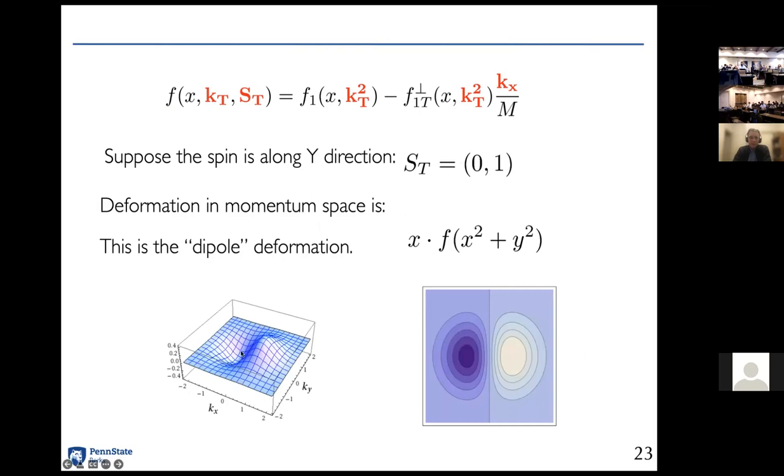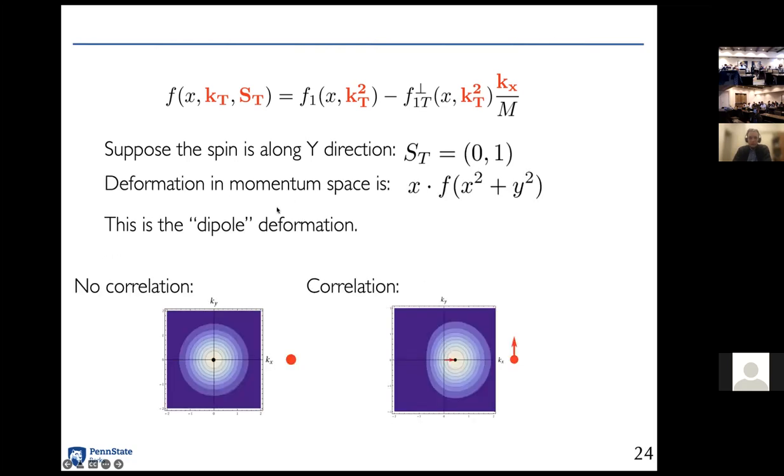So that's the dipole deformation of the nucleon density in the momentum space. That's how it looks in the three-dimensional picture, and that's how it looks if I do the tomographic plots, slicing this along some lines in x. It's interesting that if there is no correlation between the spin and the momentum, so this function F1T perp is zero, then the result of the experiment should give me an axially symmetric distribution in kx and ky. If there is a correlation, then the maximum of the distribution will be shifted by some amount from the origin.